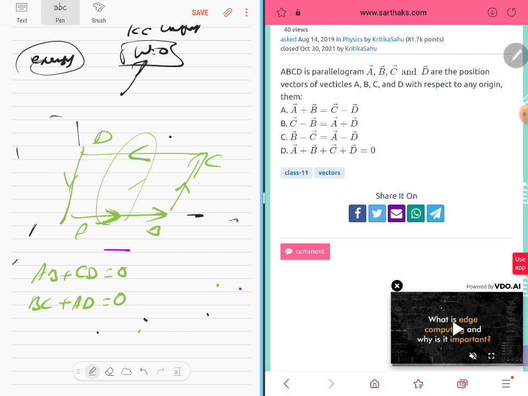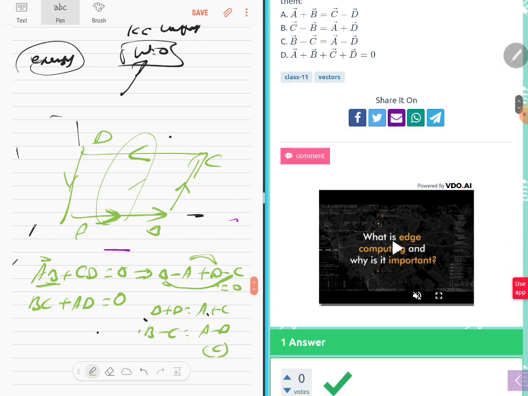Okay, what is AB therefore? AB itself is B minus A. AB vector is B minus A plus CD vector is D minus C is equal to 0. So can we say B plus D is equal to A plus C? There is no option like that, but you have B minus C is equal to A minus D, which will be option number C. Is that the right answer?